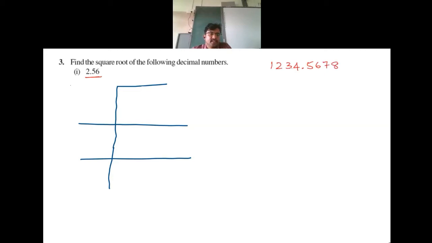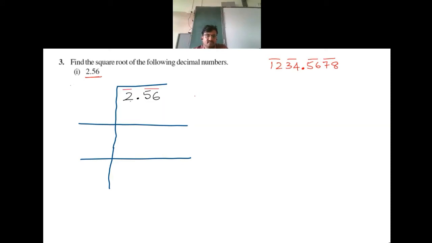Look, pairing should be done from the decimal point. Look at this number here. From here, you have to start. 5, 6 is one group, 2 is another group. From the decimal point, we have to group. It's like that. Okay. Yes, sir.